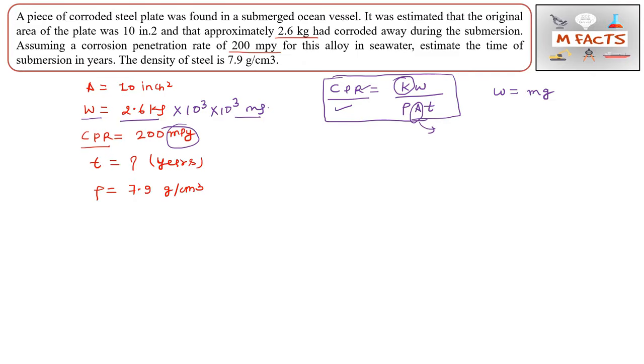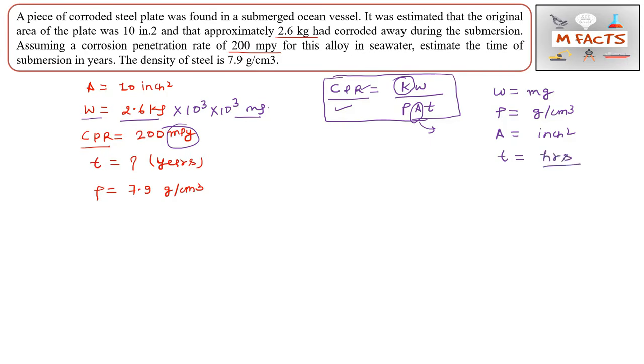Okay, so density is already given, rho is given in gram per centimeter cube. Unit balancing is very important for this question, I am repeating again. This area must be in inch square if we are taking CPR in mils per year. Suppose if we take this CPR in per year, that area will be in centimeter square. I already told you, this is the set unit, you cannot change it, because this K value is dependent on this unit only. And time here we will get in hours.